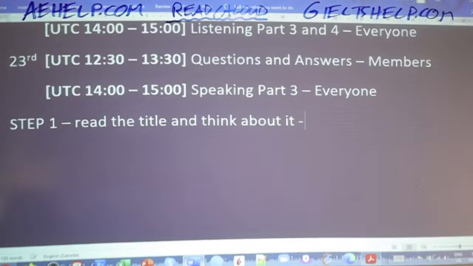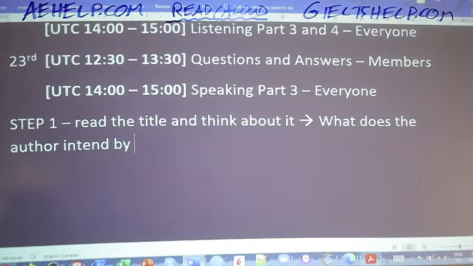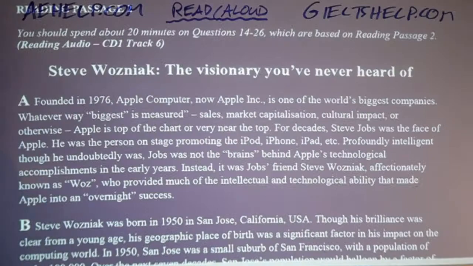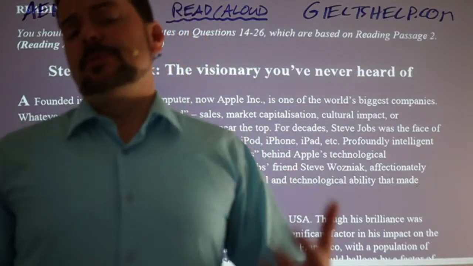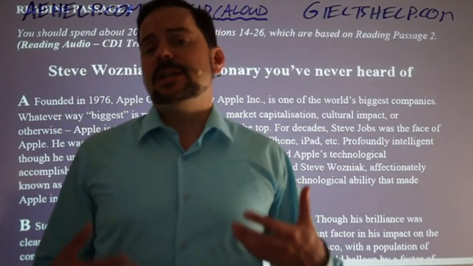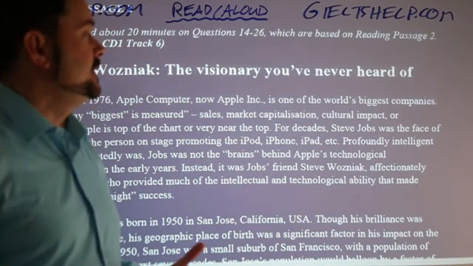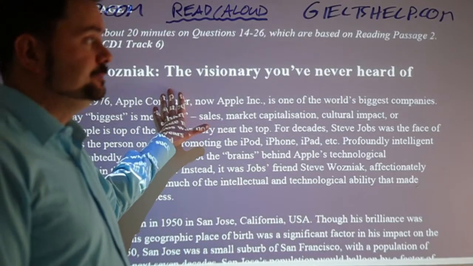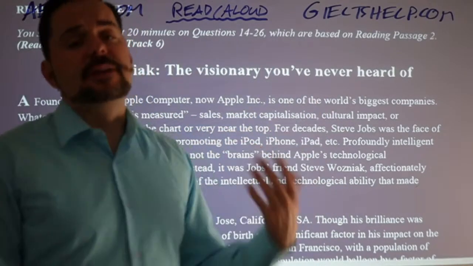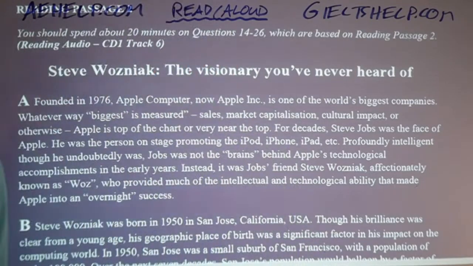You can think, what does the author intend by this? Okay. So in this example, Steve Wozniak, the visionary you've never heard of, when I read this, I can immediately get the feeling that here's a person, their name is Steve Wozniak, and they seem to be probably a very important person in history, but somehow not famous. Okay, so that's what I would think when I read this.